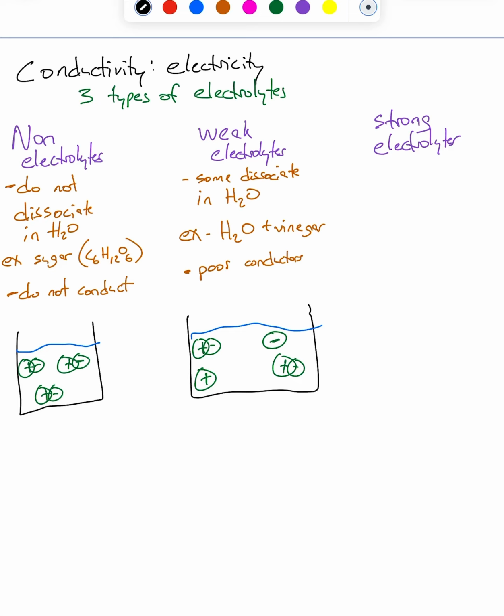Now let's get to strong electrolytes. Strong electrolytes fully dissociate in water, so they completely come apart. A great example of this is table salt. NaCl is table salt, if you don't remember. And these are great conductors.